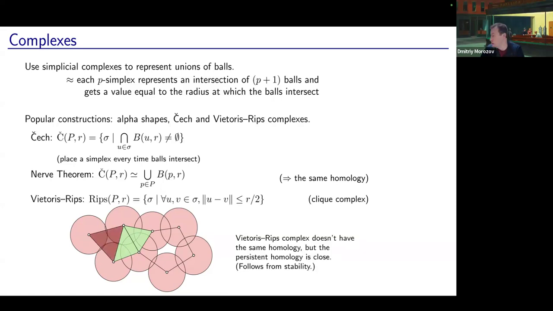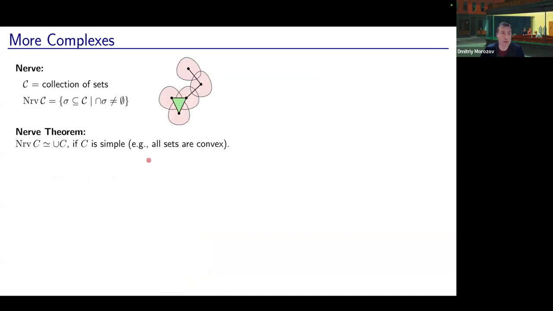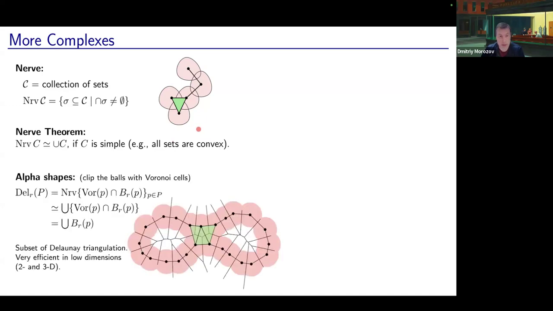Okay, one more construction. This nerve that I mentioned is a construction that says that if I have a collection of sets, then anytime the sets intersect, I will record this as a simplex. So if I have a triple-wise intersection, I will put in a triangle. And this nerve theorem that I mentioned in the previous slide tells us that the topology of the nerve is the same as the topology of the union of these cover sets if they are simple, and particularly it's true if they are convex. Another construction that is based on this idea is what's known as the alpha shape, the Delaunay construction. Namely, the idea is the following.